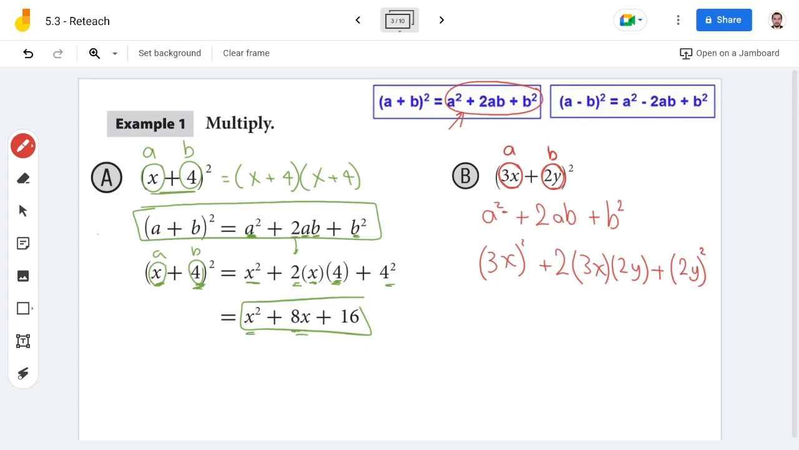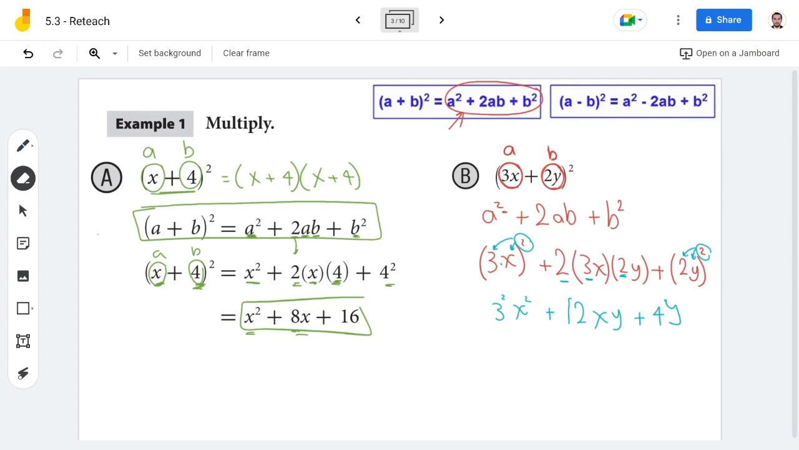Now let's simplify. Can we distribute the power? Yes. We can distribute the power to x and 3 because they are multiplied. So 3 to the power of 2, x to the power of 2, plus 2 times 3 times 2, 2 times 3 is 6, times 2 is 12, times x times y, plus the same thing here. We distribute the power to y and to 2.